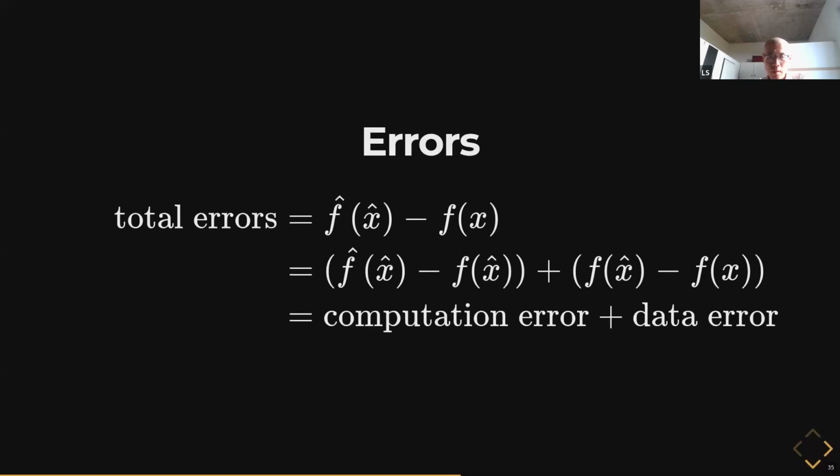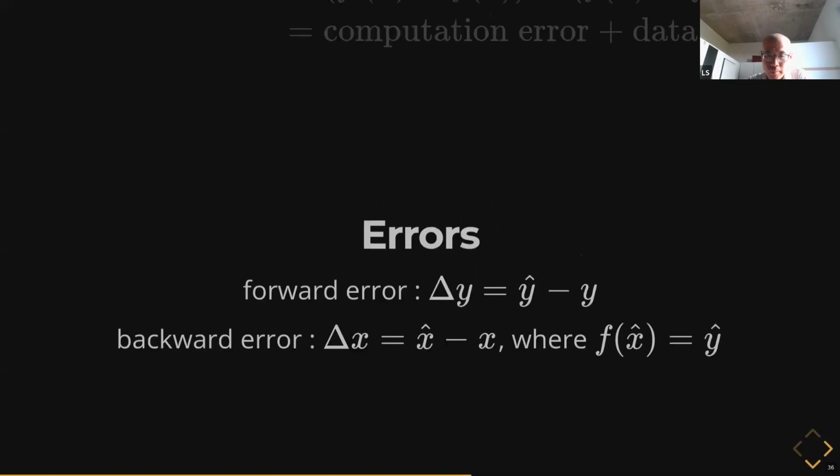Now, if you rewrite the very top expression and break it up into two components, you can see this total error can be viewed as a summation of two errors. One is computation, the other one is data. The computation part, we already more or less covered in the two examples we have done together. And then we'll talk about data errors and how we treat them.